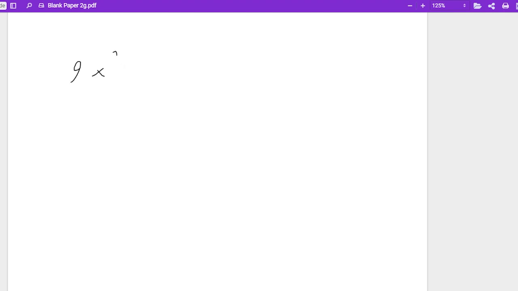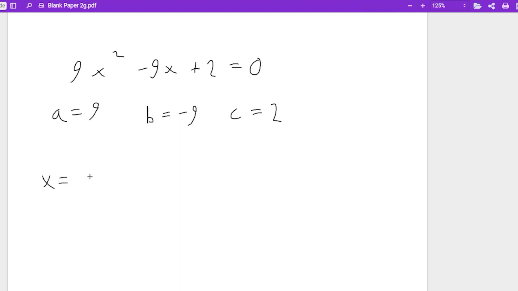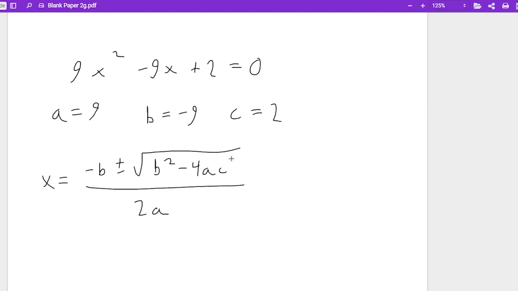Let's say I have 9x squared minus 9x plus 2 equals 0. For this one, all I need to do is identify A, B, which is negative 9, and C, and then we can plug in the formula: x equals negative b plus or minus the square root of b squared minus 4ac, all over 2a.